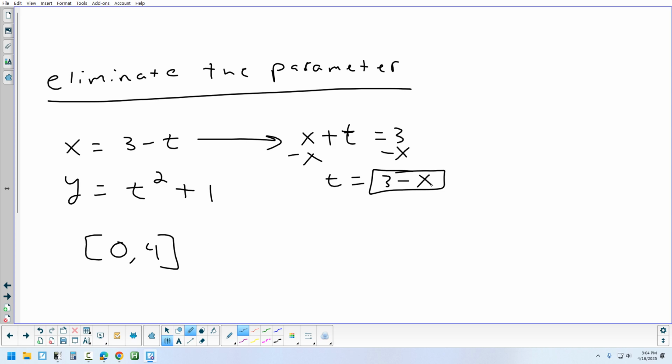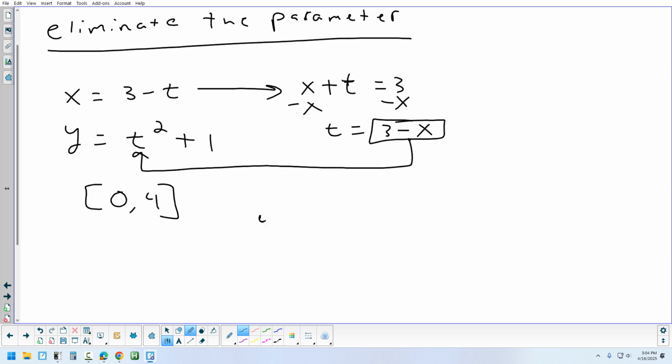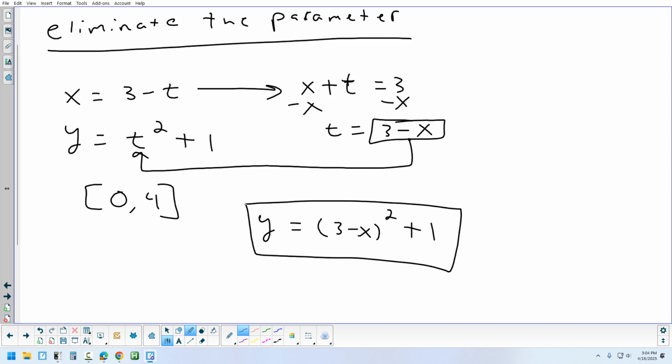What am I going to do with that formula? Yeah, Meg? Plug it into the y formula, so it's y equals 3 minus x squared plus 1. So y equals, and yep, we're going to fill that in. 3 minus x squared plus 1. So that's our new equation. Okay, any question on how we got that? Now, when we draw this, what shape is that?